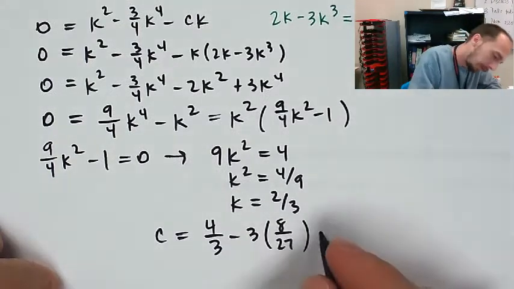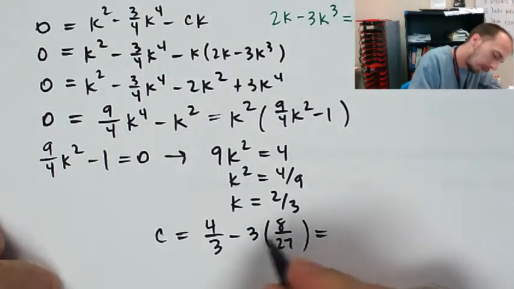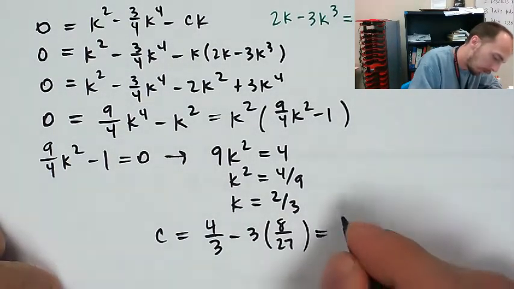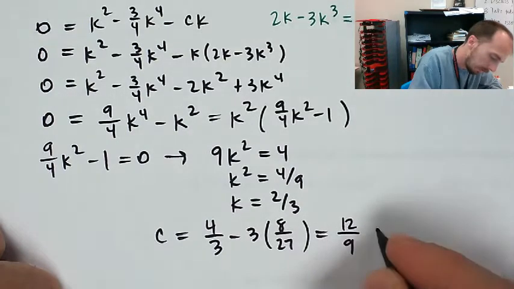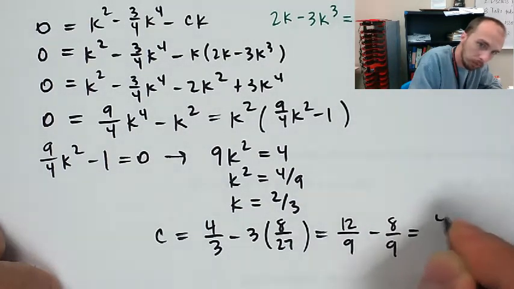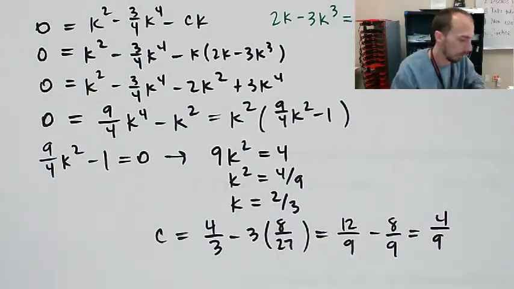Okay, well, I've gone this far. I can do the rest. So 4/3, I'm going to need to go to 9ths because I'm going to simplify that as 8 over 9. So 4/3 is 12/9 minus 8/9, which is equal to 4/9. And that's the value of c that makes the two areas equal.